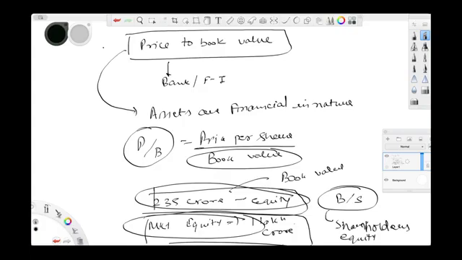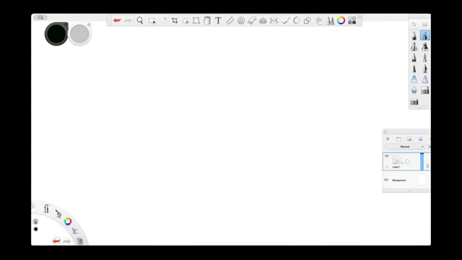I hope this is clear. All right, so this is price to book and price to sales done. Now, coming on to some enterprise value multiples. The very first multiple is EV over EBITDA.